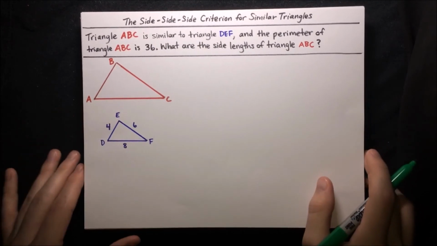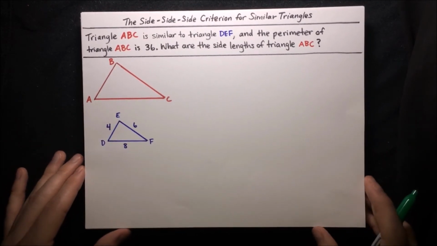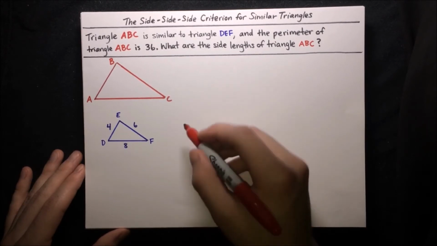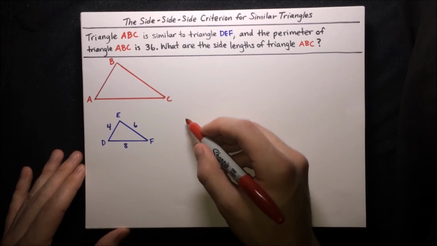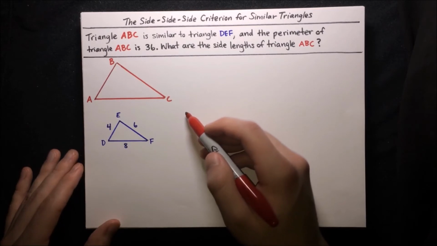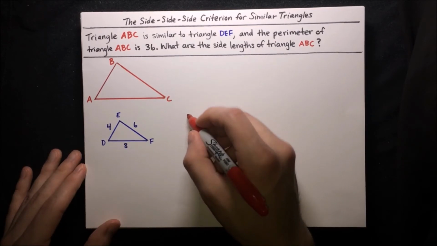Here's our next problem. Triangle ABC is similar to triangle DEF, and the perimeter of triangle ABC is 36. What are the side lengths of triangle ABC? Alright, so this is a bit of a trickier problem, but why don't we go ahead and start by writing an equation. When in doubt, write it out. Now, what kind of equation can we get from this problem? Well, they tell us that the perimeter of triangle ABC is 36, so we can set up an equation there.